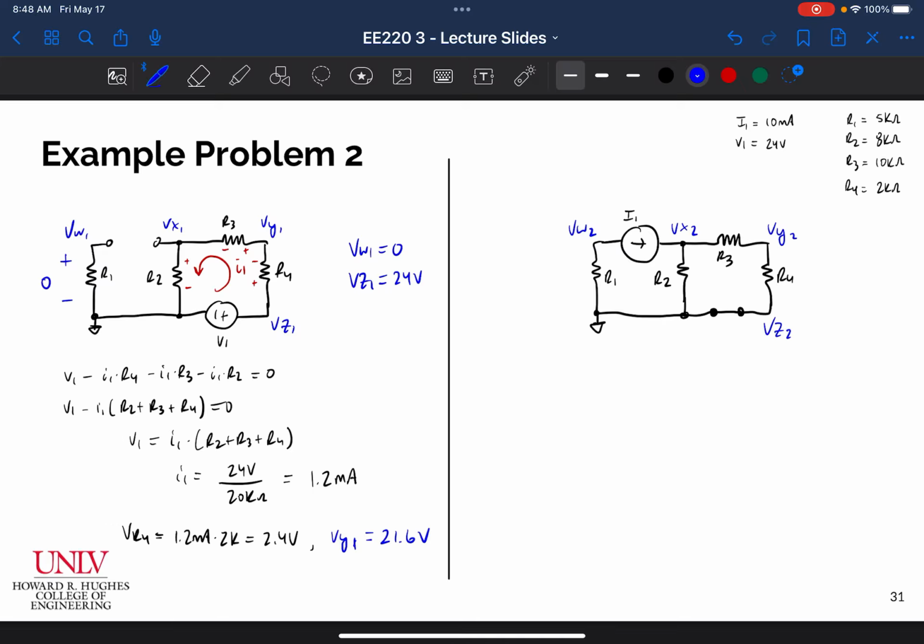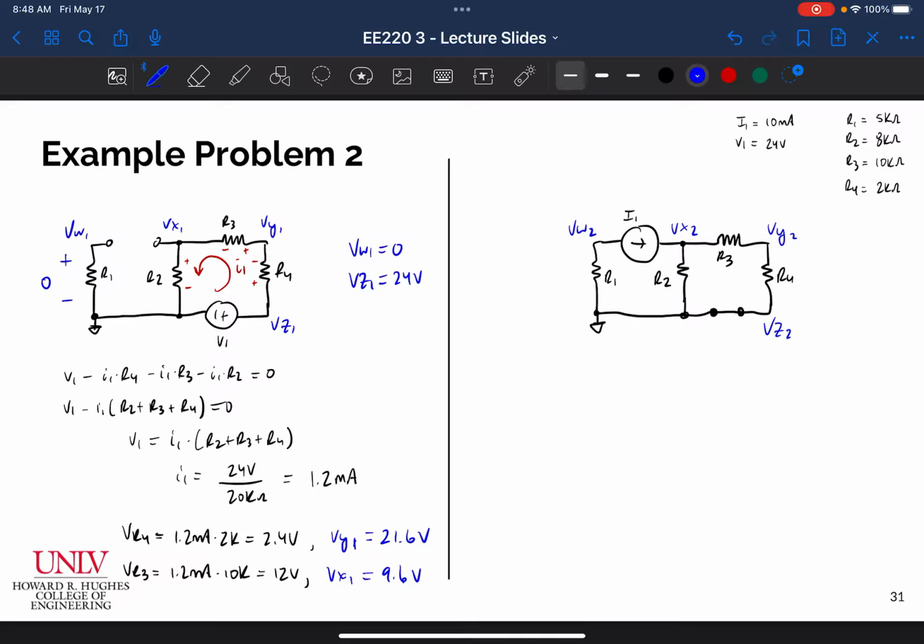Okay, and then the last thing is going to be to find VX, or VX1, which is just going to come from the drop across R3. So my voltage drop across R3 is going to be 1.2 milliamps times 10K, which gives me 12 volts. And so all I have to do is subtract 12 volts from VY1, and I get 9.6.